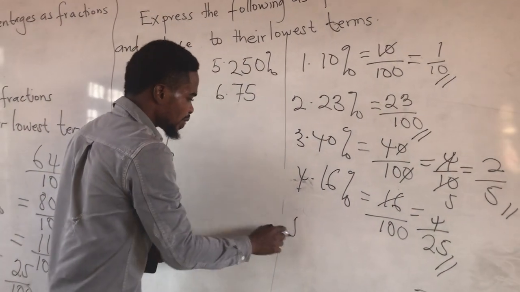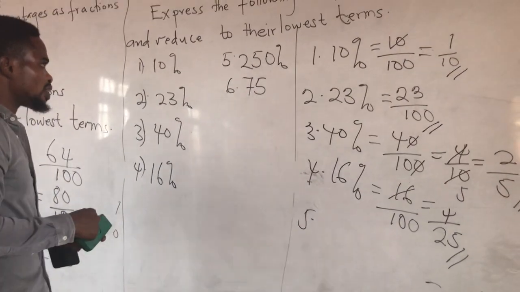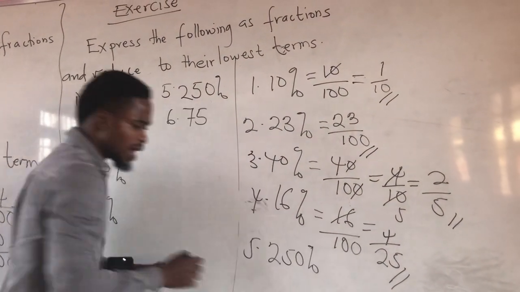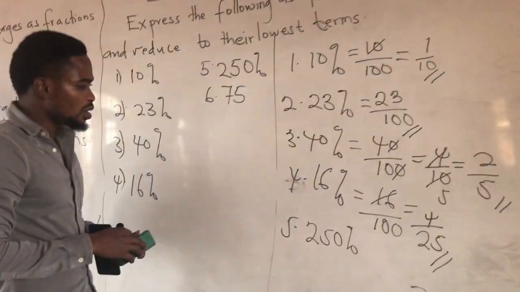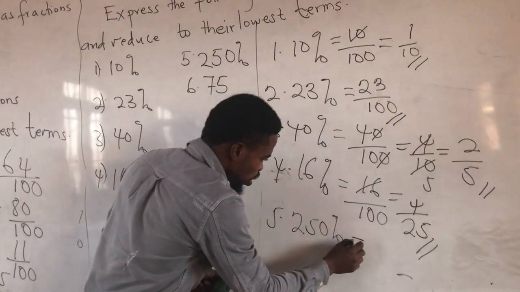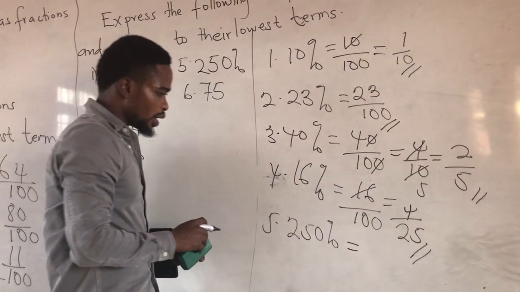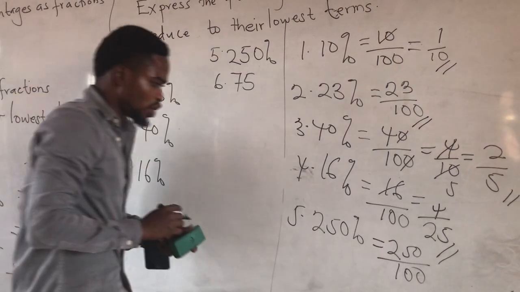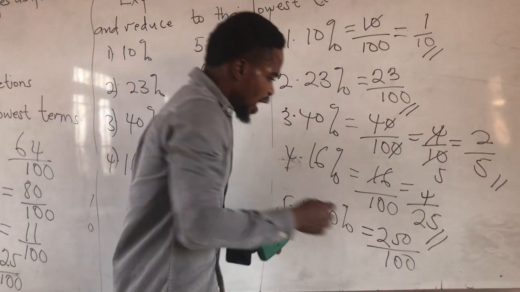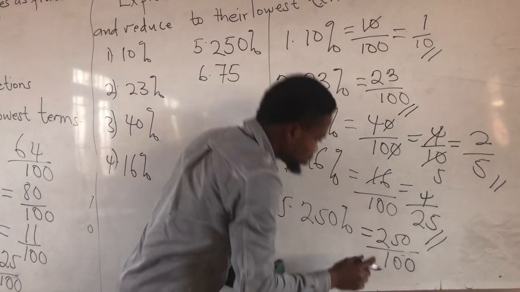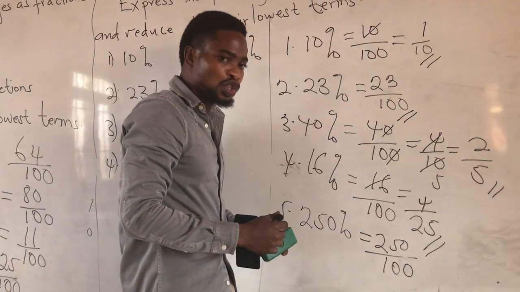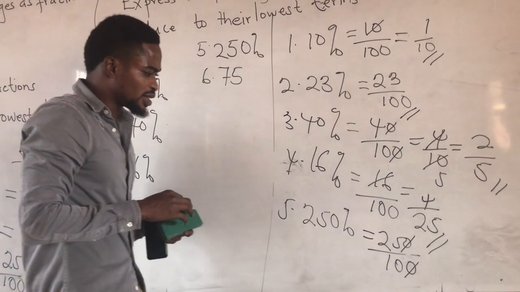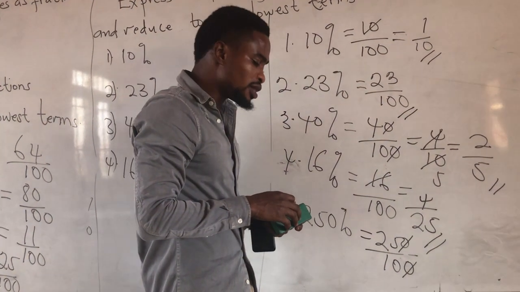Let's go to the next question, question number 5, which is 250%. Here is a bigger number, but we are still going to express it as a fraction, which is 250 divided by 100. I have to make sure I reduce it. In reducing this fraction, I cancel the two zeros so that I can get my answer easily.